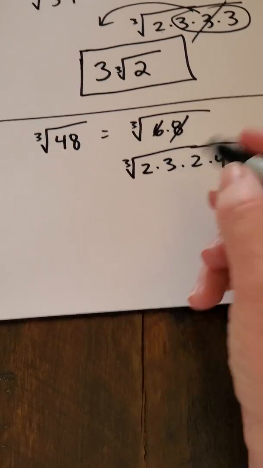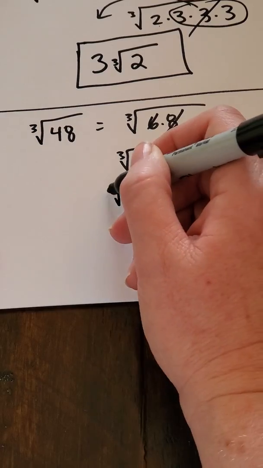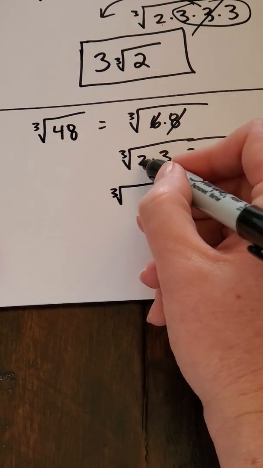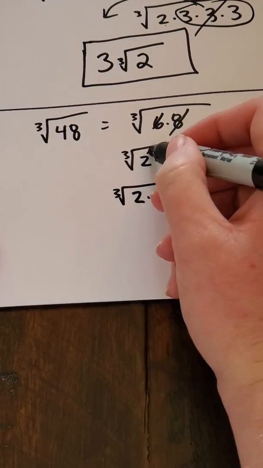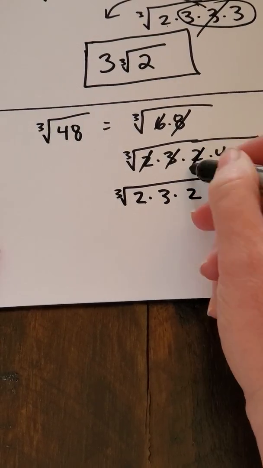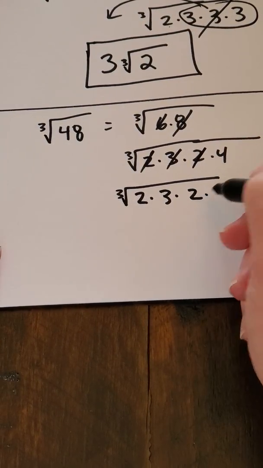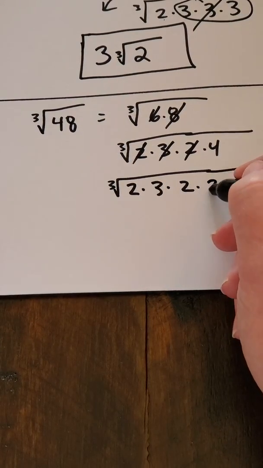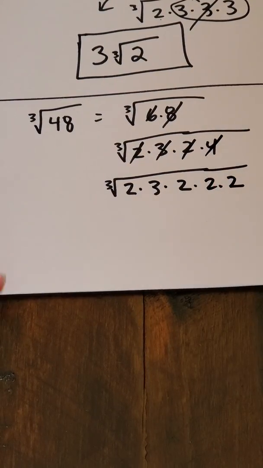I'm just breaking down the big composite numbers. Okay, here's a cubed root. Here's a 2, write it down. Here's a 3, write it down. Here's a 2. And this 4, I can actually break up a little bit more. I'm going to break it up to 2 times 2.